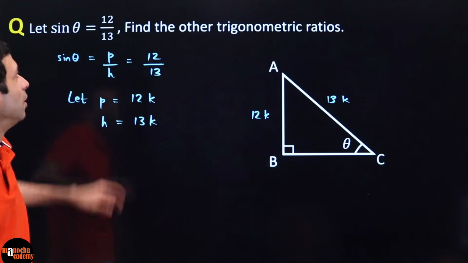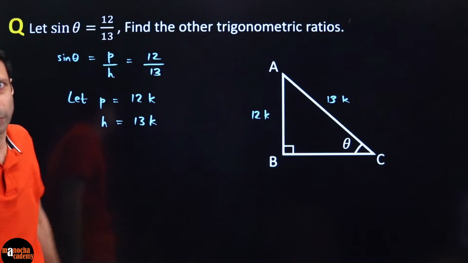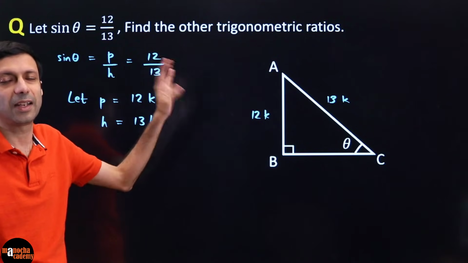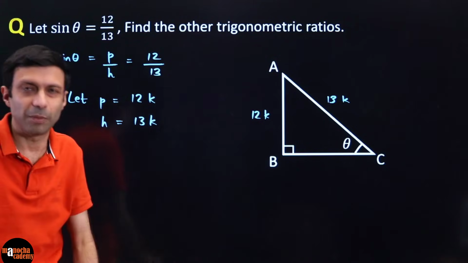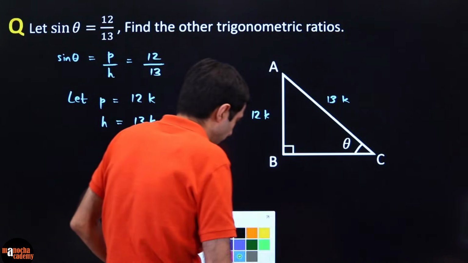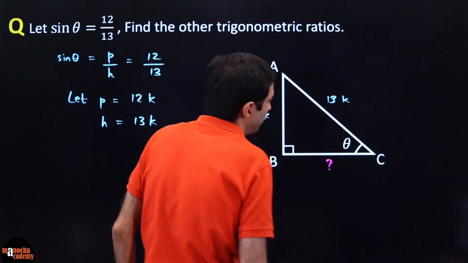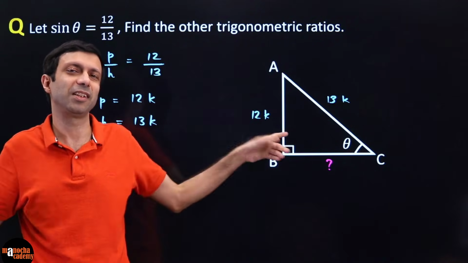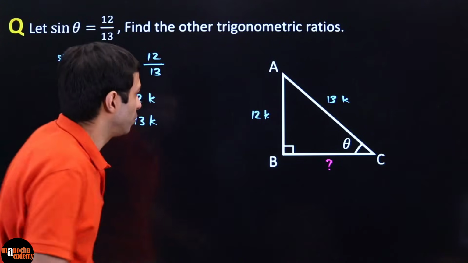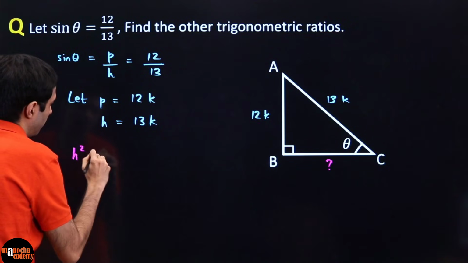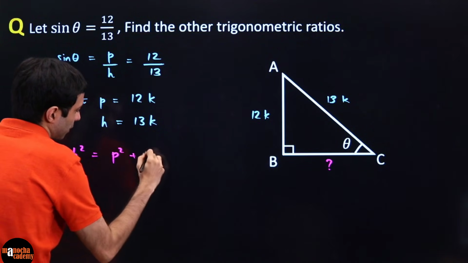Now if I tell you, find the other trigonometric ratios for me, how will you do it? So I know sine theta, that means I need to find cos theta, tan theta, and even the reciprocals if you want, right? So how do we do it? That means we need to find this base. How can we find it? Again, Mr. Pythagoras always helps us in right angle triangle. So what we can do? We can say the hypotenuse square is perpendicular square plus base square.